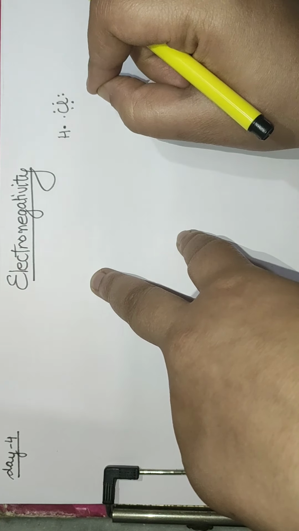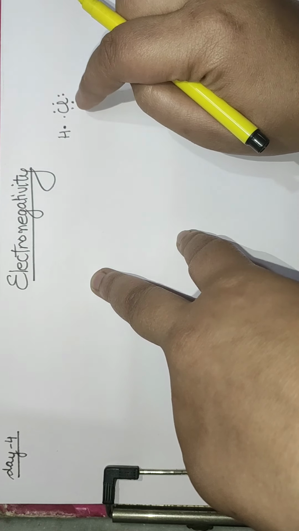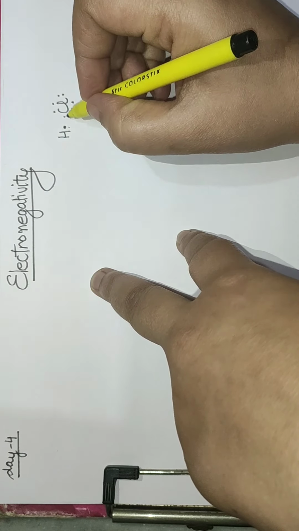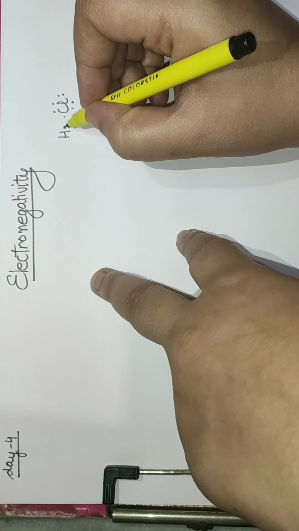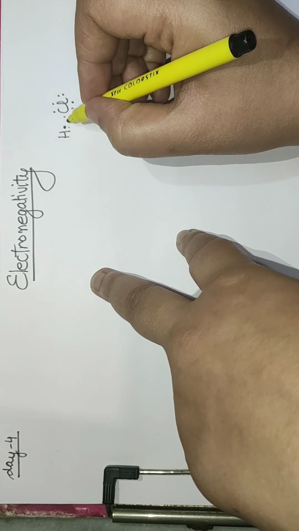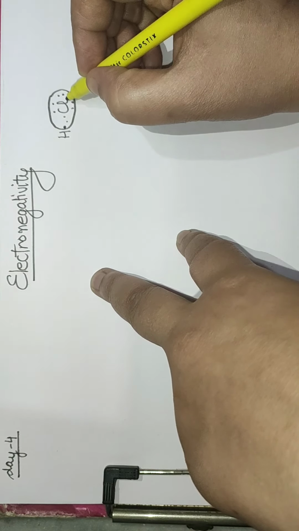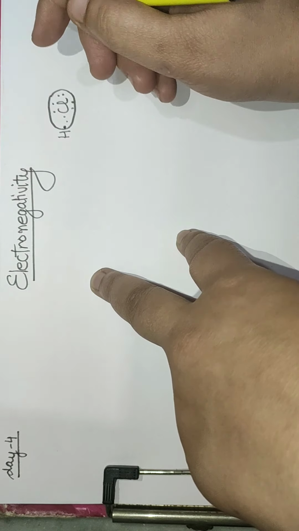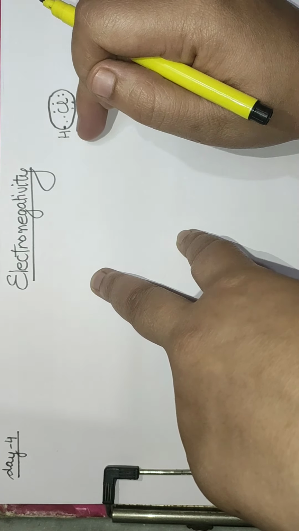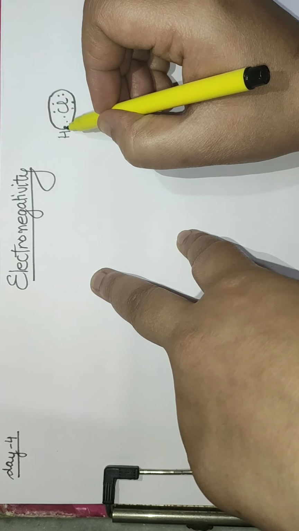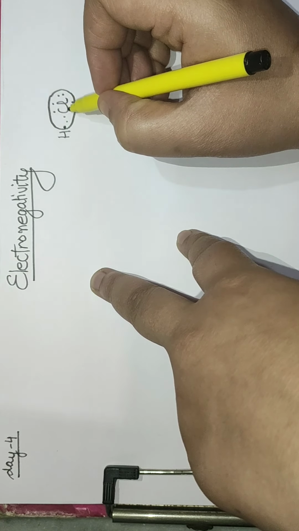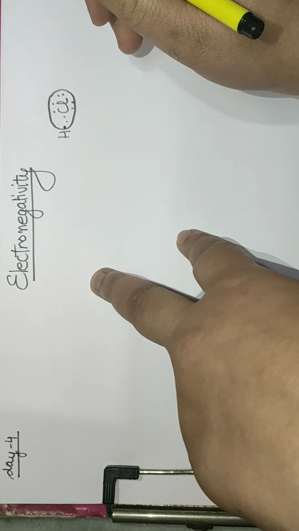The tendency of an element to gain the shared pair, this is a shared pair of electrons which is forming a covalent bond, toward itself. We know that chlorine is more electronegative as compared to hydrogen. So the electron of hydrogen would be placed more towards chlorine as compared to hydrogen.